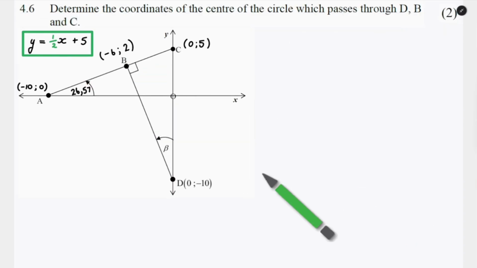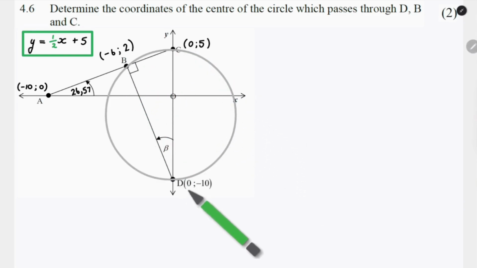And rounding out question 4 with question 4.6, we need to get the coordinates of the center of a circle which passes through D, B, and C. So your circle will pass through D, B, and C.